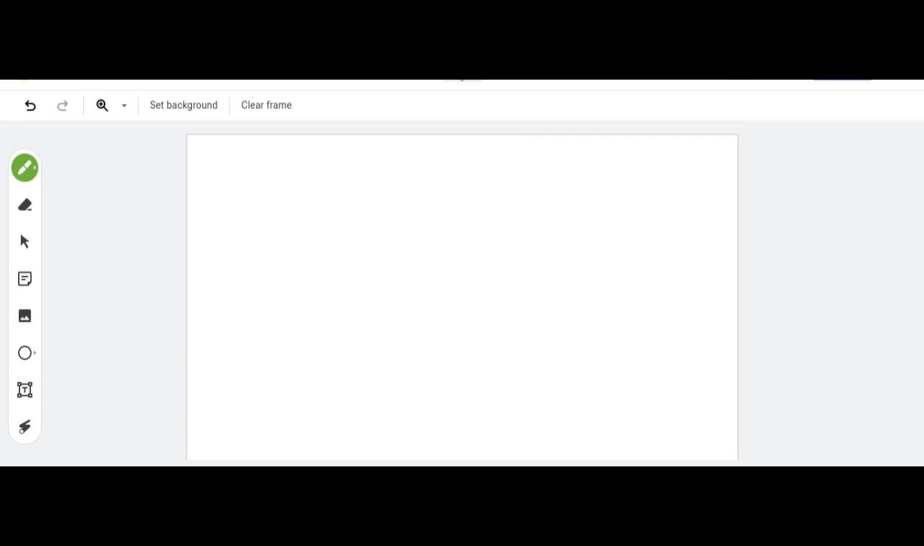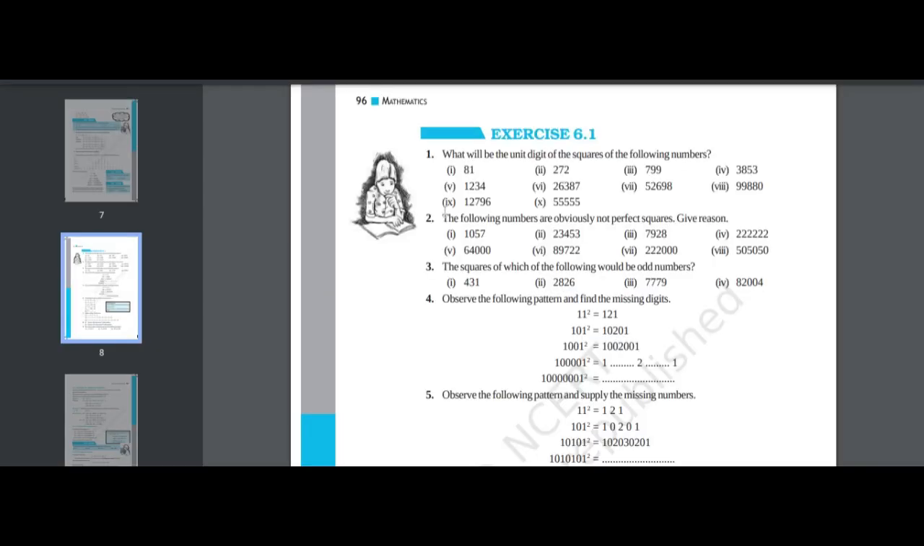Can I move to question number 2? Yes, ma'am. Question number 2: the following numbers are obviously not perfect squares. Give reasons. Perfect squares mean we have to find the number. When we make a square, it will give us the correct answer. We have to find that number.